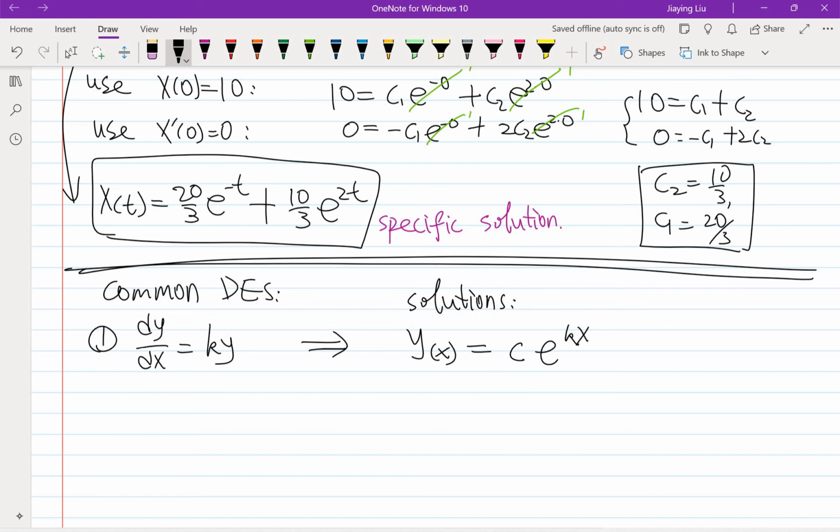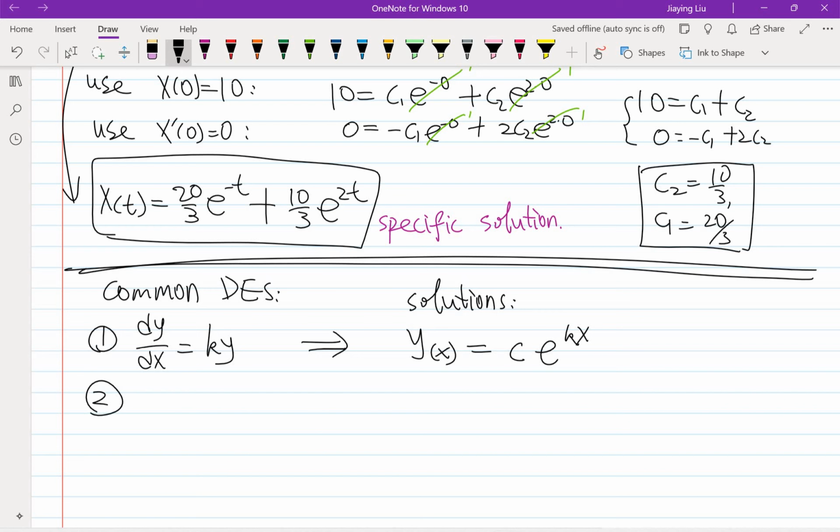So this is what we call the population growth model. If you think about y, y is the population, x is time, so dy dx is the rate of change of the population for 1 year. And if this is a positive number, for example, 1% of the current population, so the population increases by 1% of the current population, then you can end up having an exponential growth population.